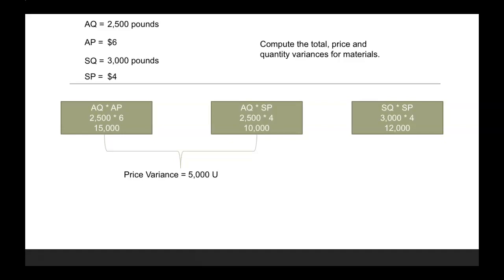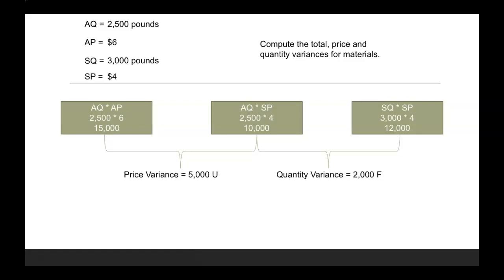Now, we take actual quantity times standard price of 10,000 and standard quantity times standard price of 12,000. Take the difference of those and we can get our quantity variance of 2,000 favorable. Now what makes this favorable? Well, we were able to produce 1,000 units with less pounds of materials.